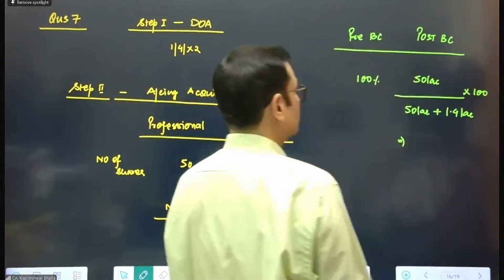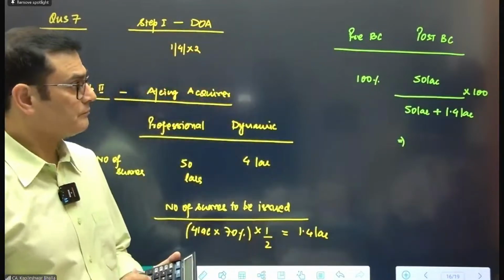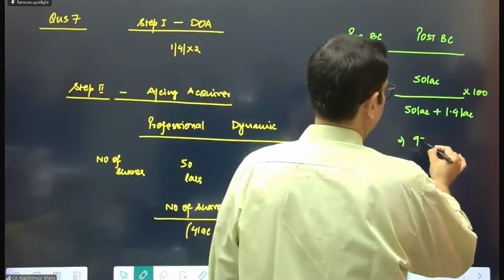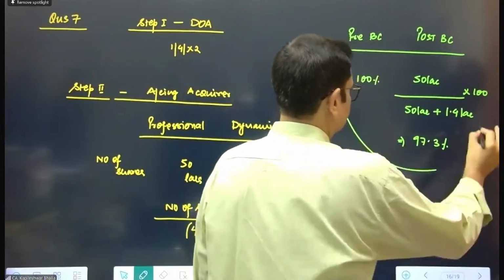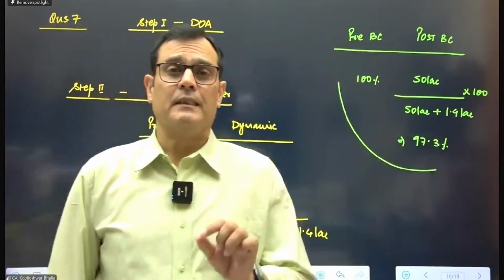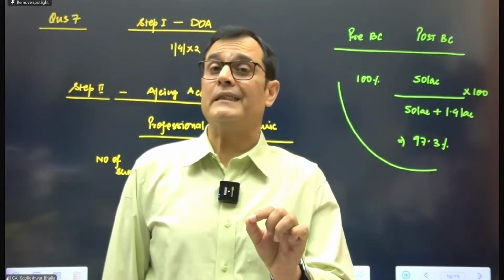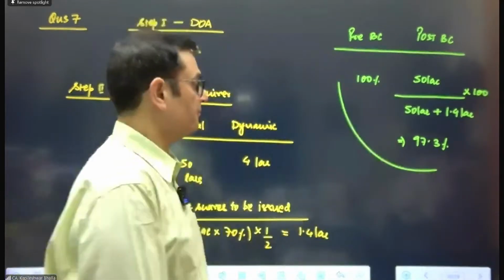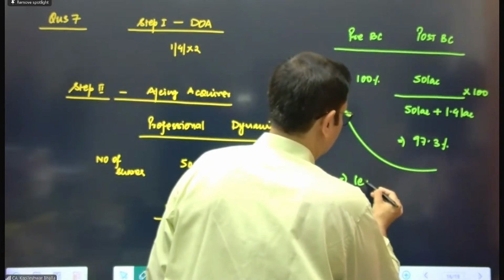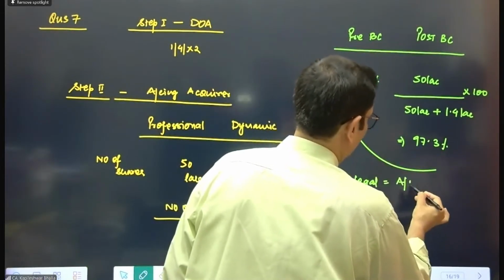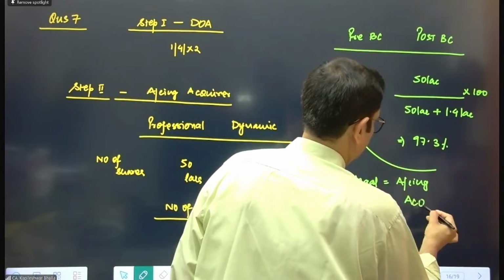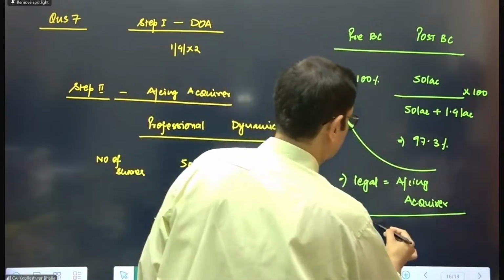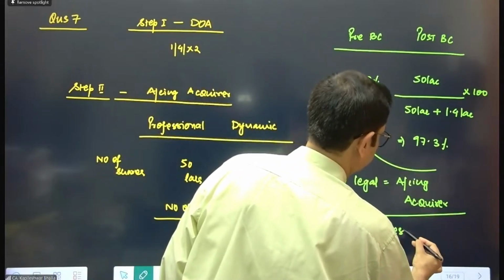So let's see what is the percentage post business combination. I think that comes to 97.3%. Yes, sir. 97.3%. So we can see that there is a dilution, but can I say the shareholders of Professional continue to be in control of their company? So can I say the legal and the accounting acquirer is common? Yes, sir. This implies that the legal and the accounting acquirer is the same. So once we made this analysis, we can say the acquirer is supposed to be Professional Limited.